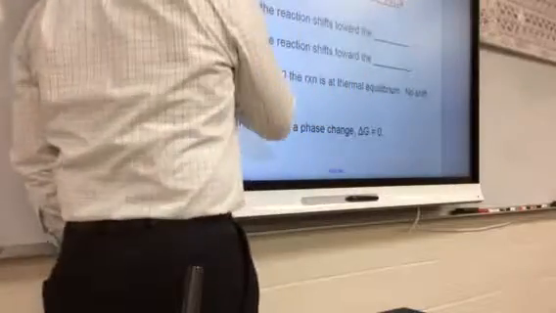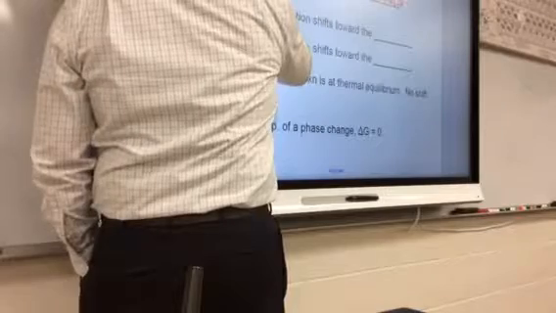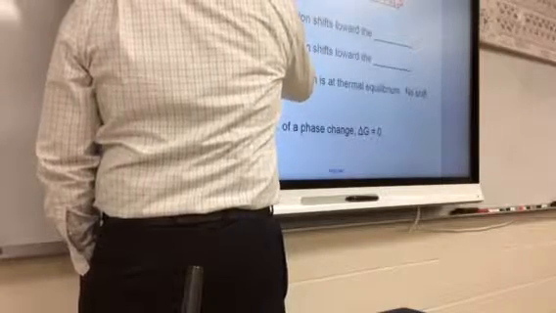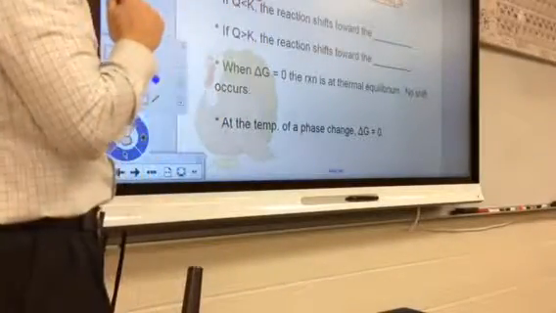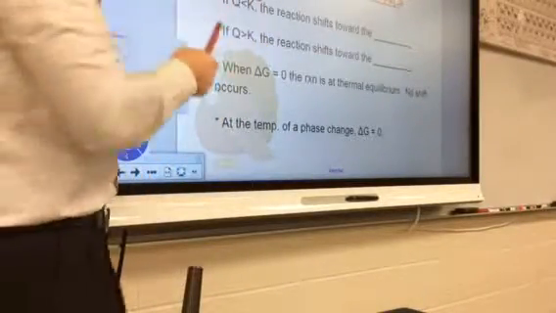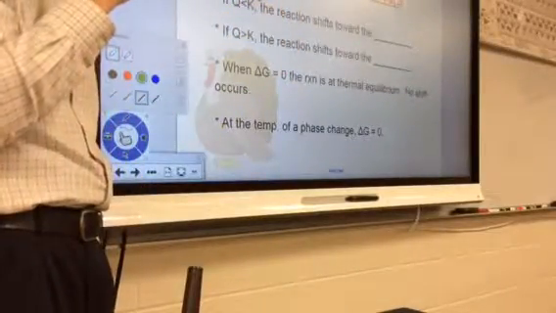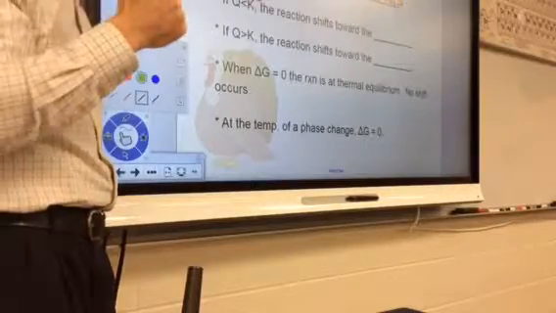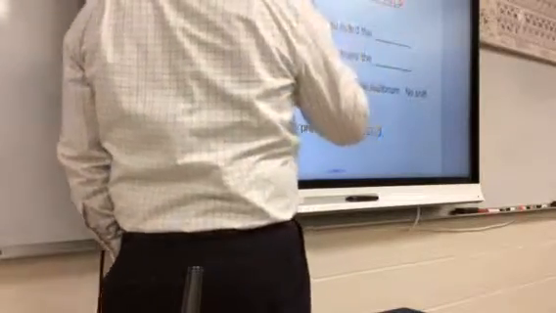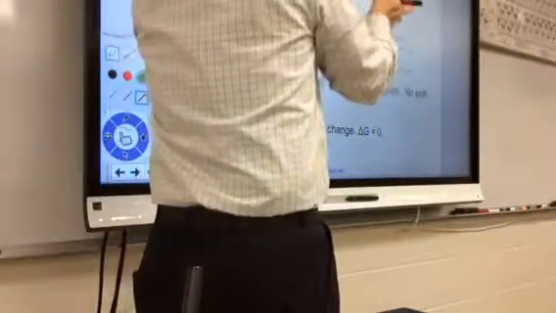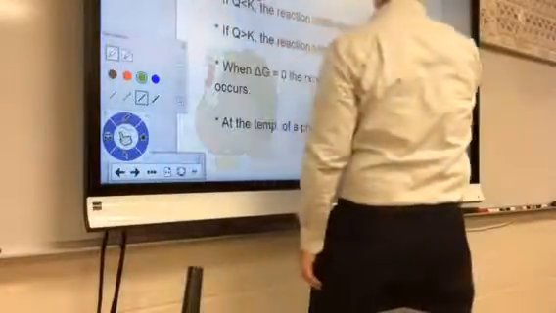So if Q is less than K, Q, remember, is products over reactants. So if this ratio is less than K, the ratio at equilibrium, which way is the reaction going to shift? Is it going to make more products or turn around and make more reactants? If Q is less than K, that means that this ratio is too small compared to the K, and so the reaction has to make more products to increase itself until it equals K. So it has to shift toward the products.